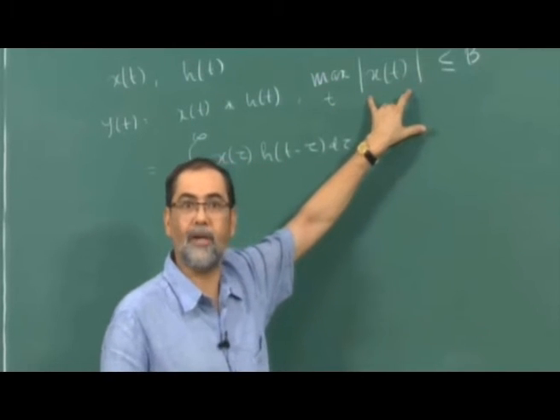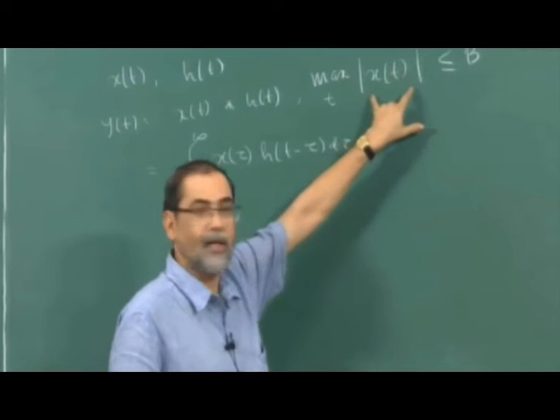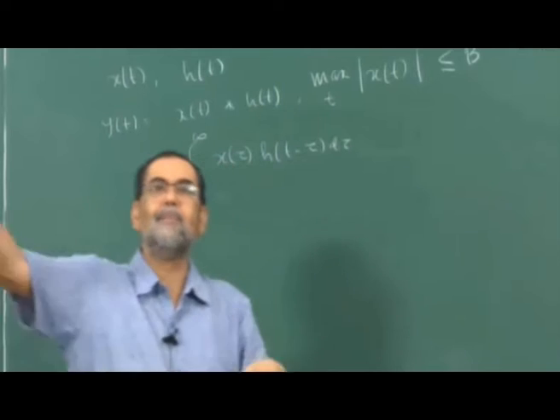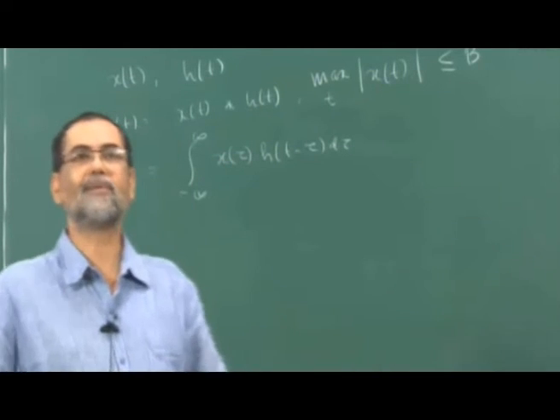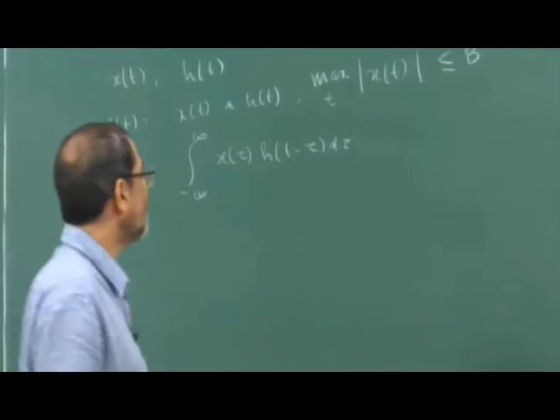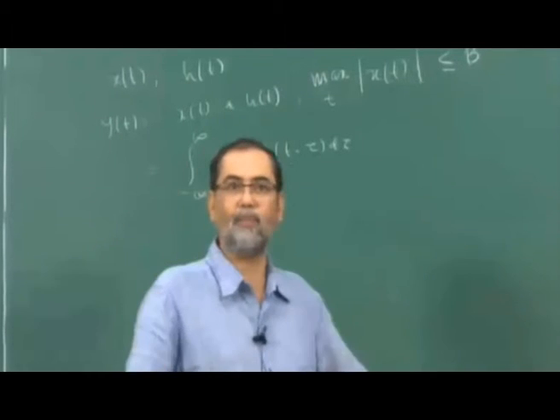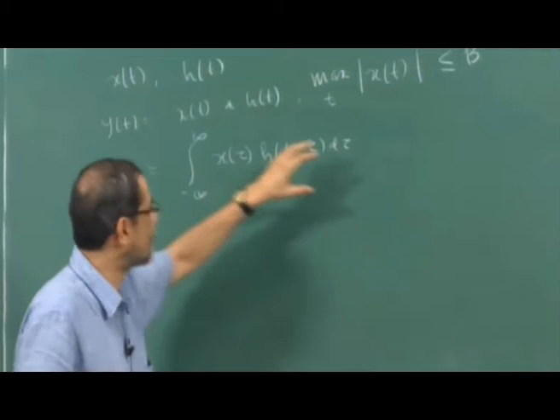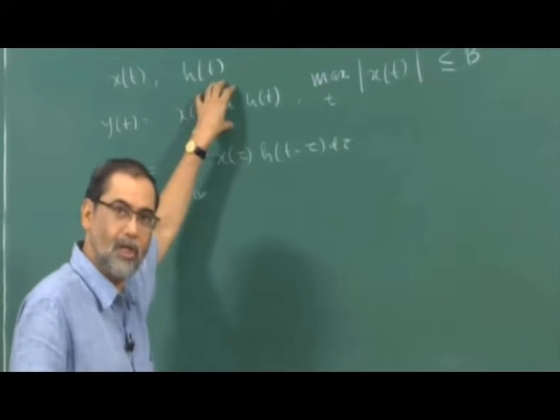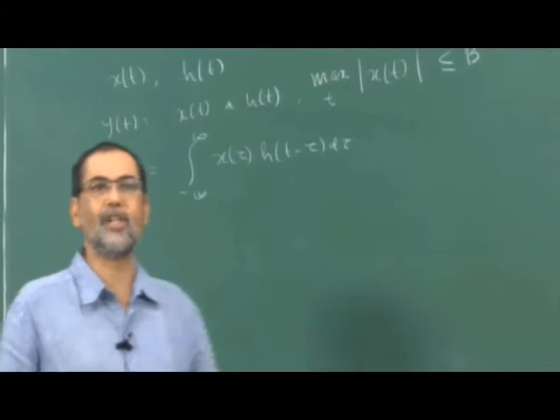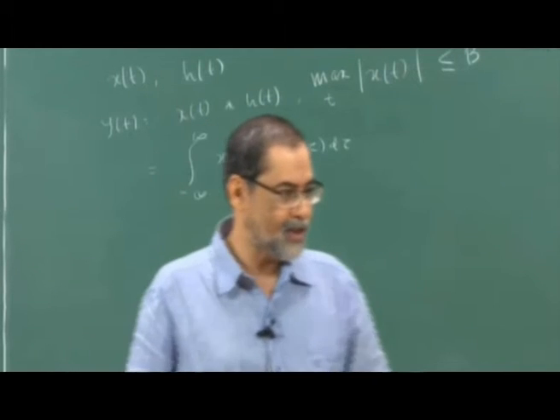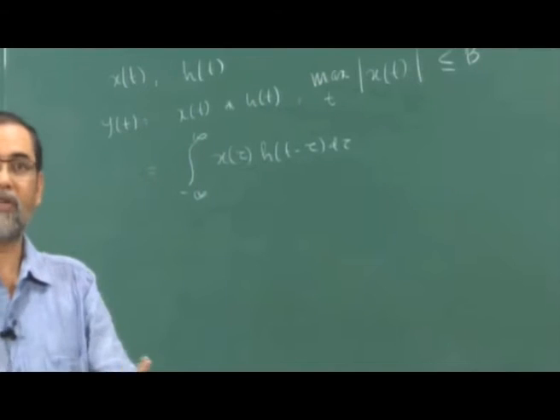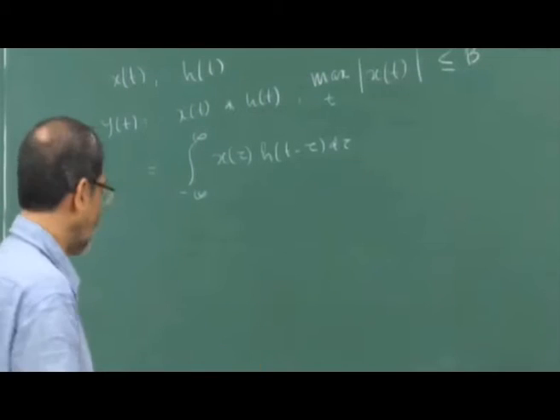X can be positive or negative, so its absolute value is always positive for all times. I look at the maximum of that signal for all times. That maximum should be less than some value b, right? So given an LTI system, given that convolution holds good, what is the condition on h of t? Given h of t, I can say it is stable or not, right?